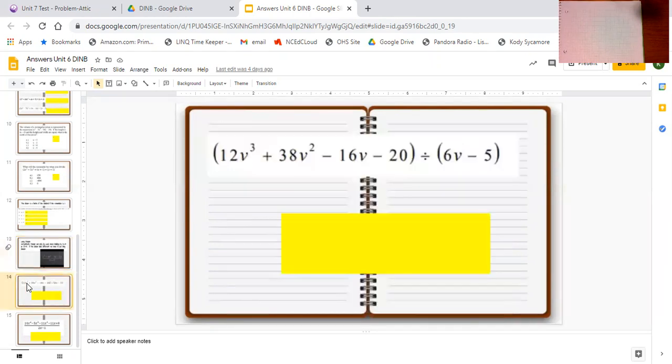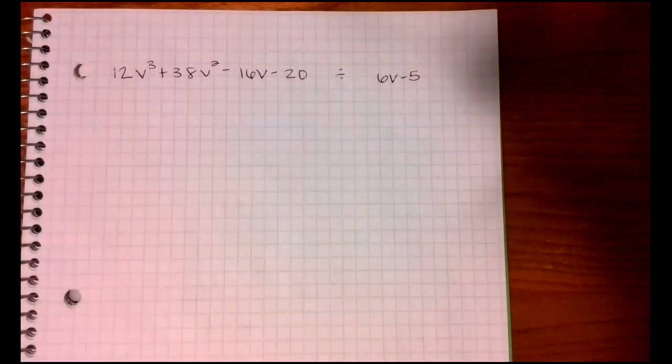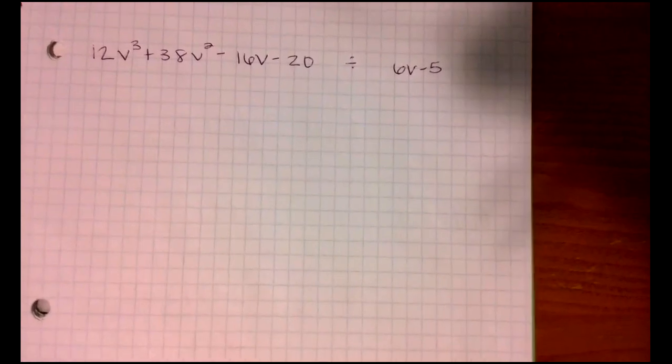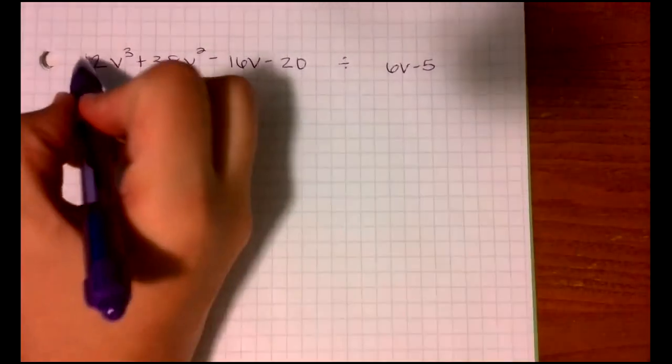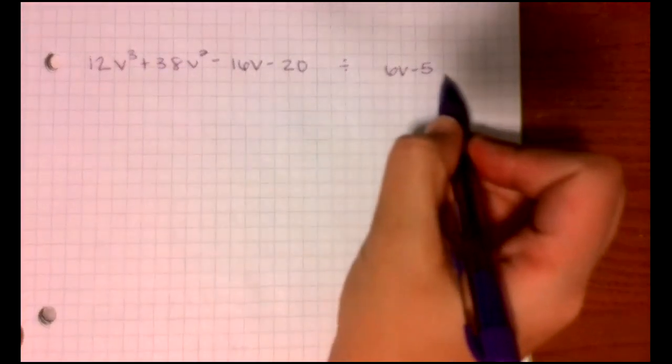All right, so I'm going to write down the problem from slide 14: 12v to the third plus 38v squared minus 16v minus 20, divided by 6v minus 5. First thing I wanted to make sure that we really talked about: remember we said that this is the dividend and this is the divisor.